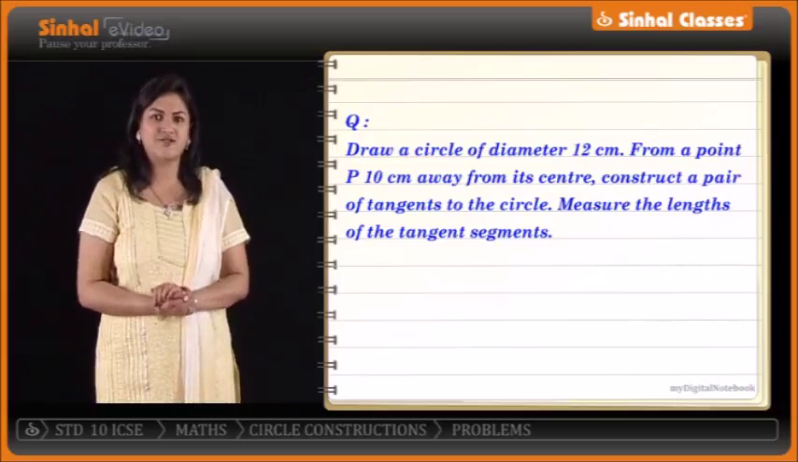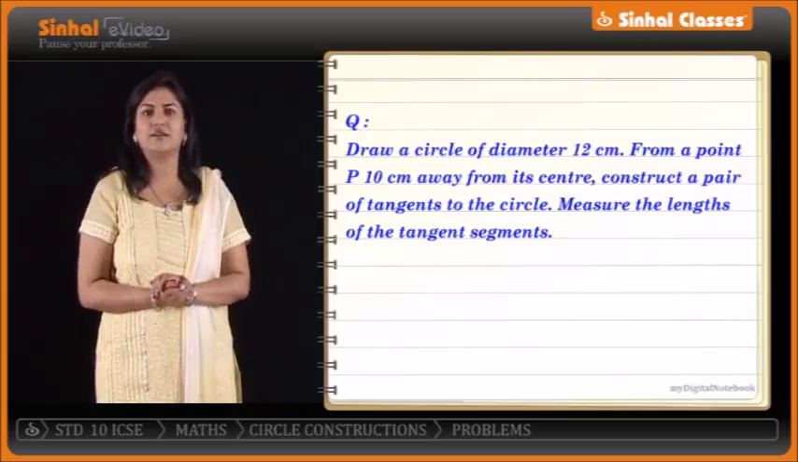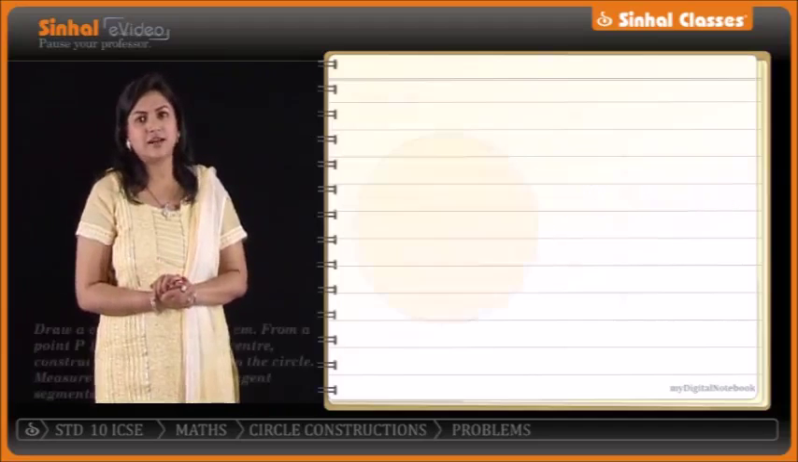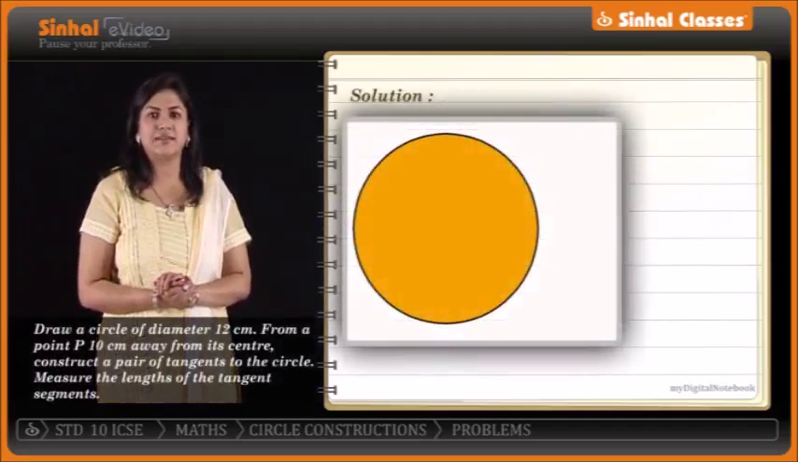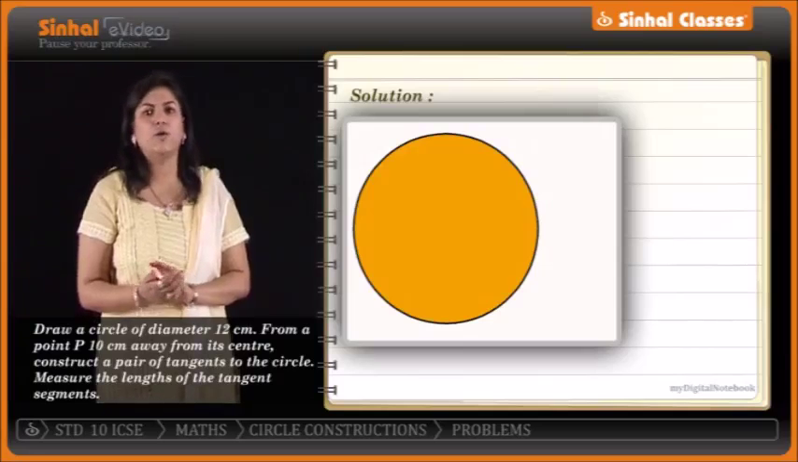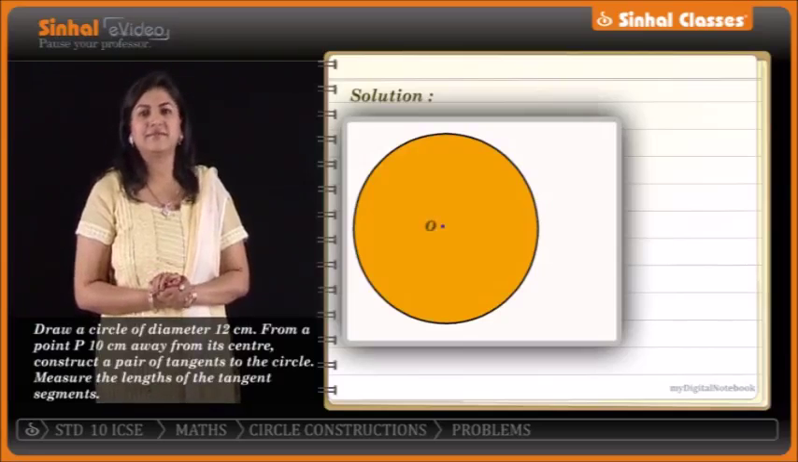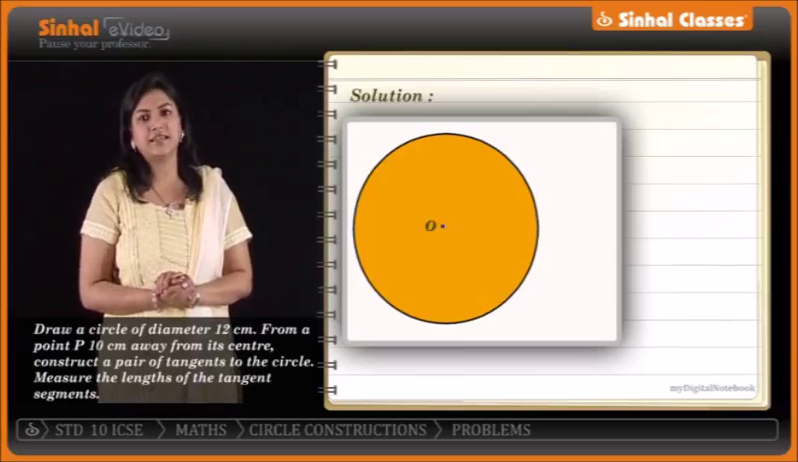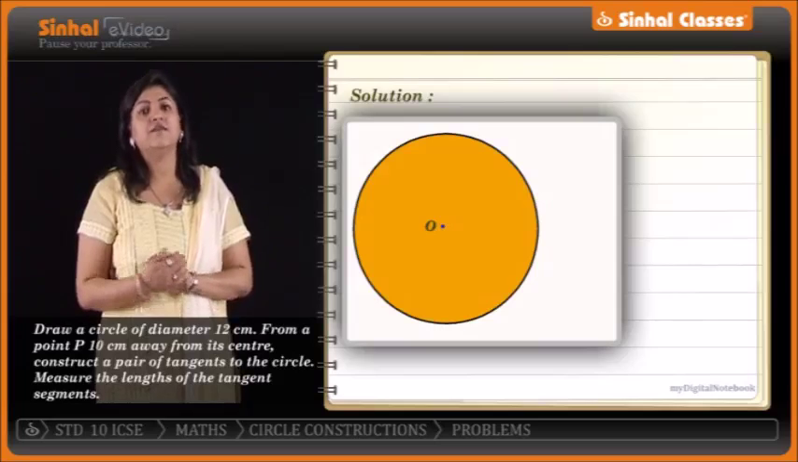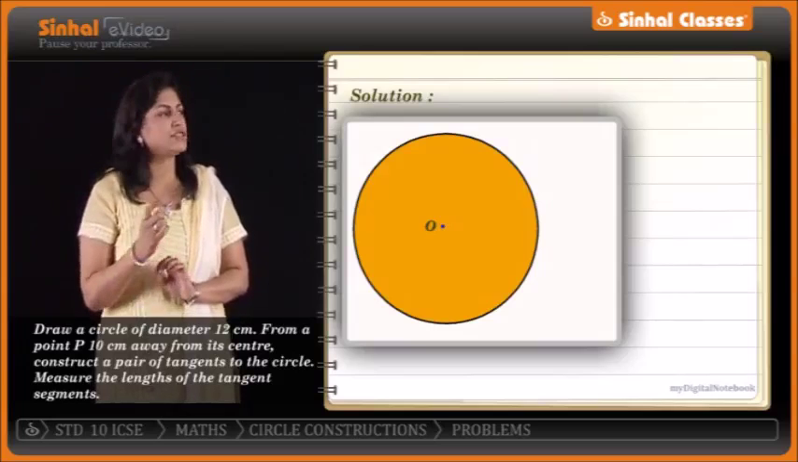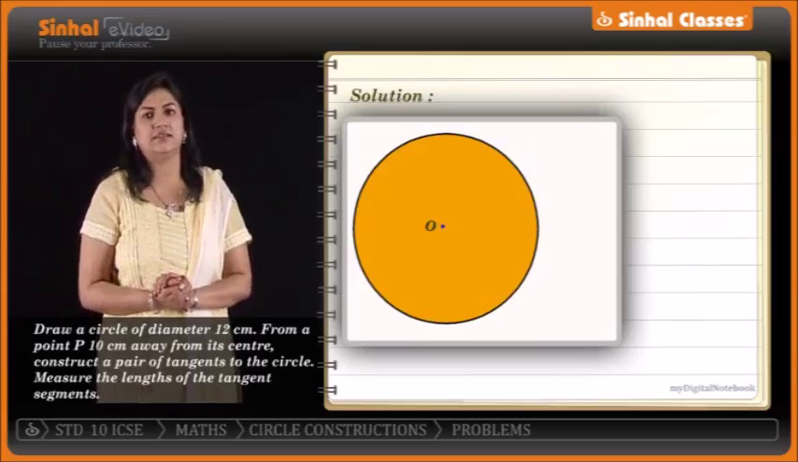Now we want to construct this. First we will have to draw a circle and then the tangents to the circle. So let's start solving this. We first draw a circle of diameter 12 cm, that is radius 6 cm, and take O as its center. Now from the point P, 10 cm away from the center, we want to draw two tangents to the circle. So we take distance OP as 10 cm.